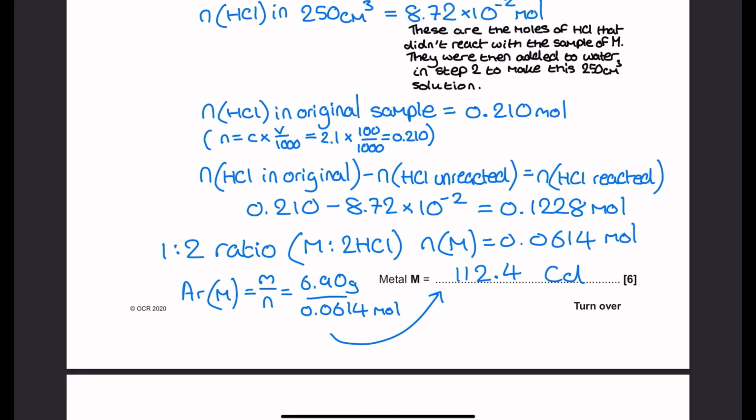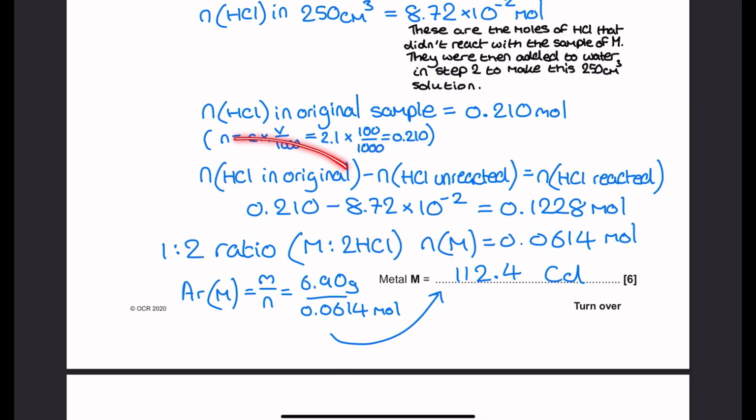Now, aside from that data, what I also need to calculate is the number of moles of HCl in the original sample before it was added to the metal. So that's 100 centimeters cubed, and it was a 2.10 mole per decimeter cube concentration. The number of moles originally then of HCl is 0.210 mol.